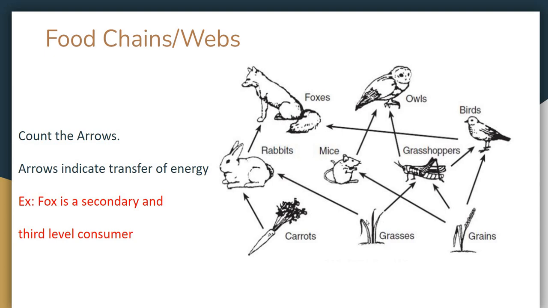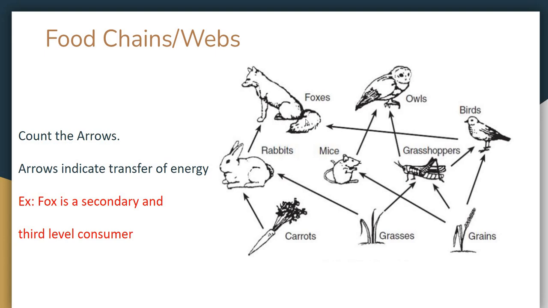How do you figure out the levels? Well, the ones who start here are going to be autotrophs, producers. Follow the first arrow, this would be a primary consumer. Follow the second arrow, this could be a secondary consumer. Now, sometimes, by the way, it could be more than one thing. So let's look at the fox, for example. Producer to rabbit, primary consumer, to fox, secondary consumer. But if we went this way, primary consumer grasshopper, secondary consumer bird, and then in that food chain, the fox would be considered a third level or tertiary consumer.